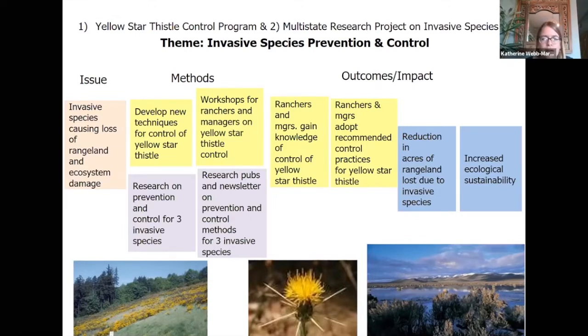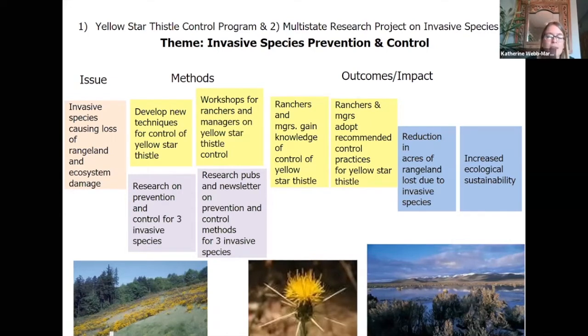So in yellow there, you see the yellow star thistle control program, developing new control techniques and then extending those through workshops, and then measuring, moving to the right, that ranchers were gaining knowledge, and then further along, doing a follow-up survey or informal interviews, finding out that the ranchers were actually adopting these control methods.